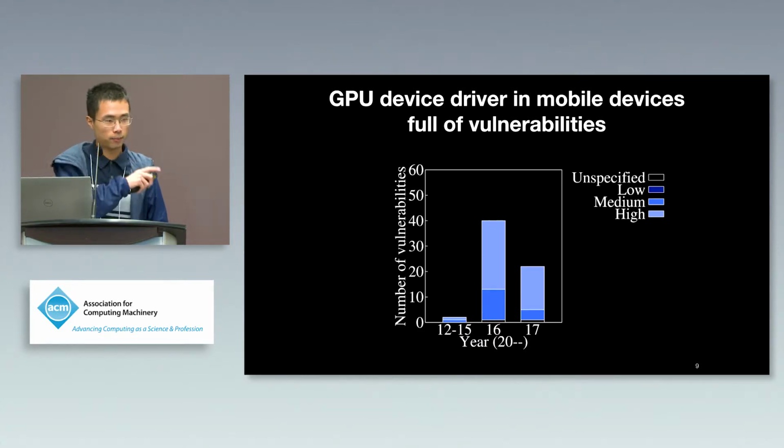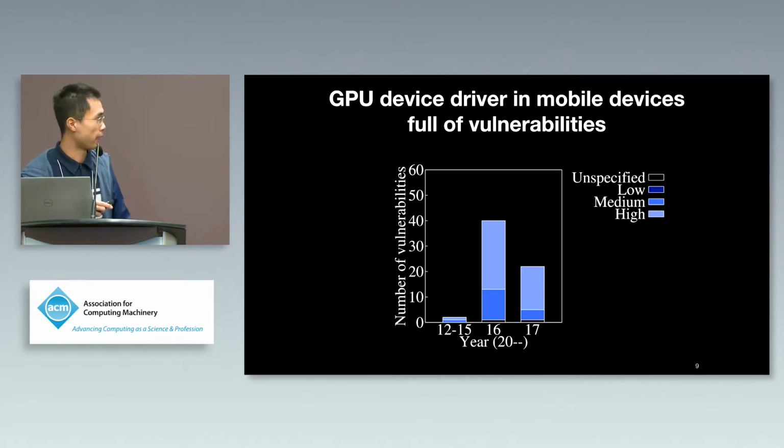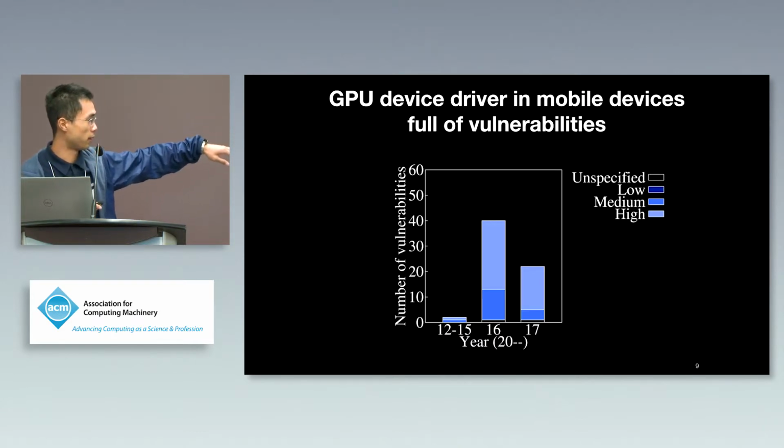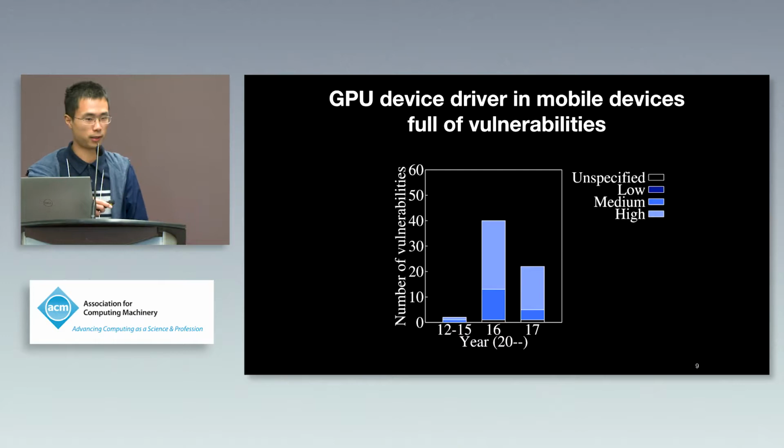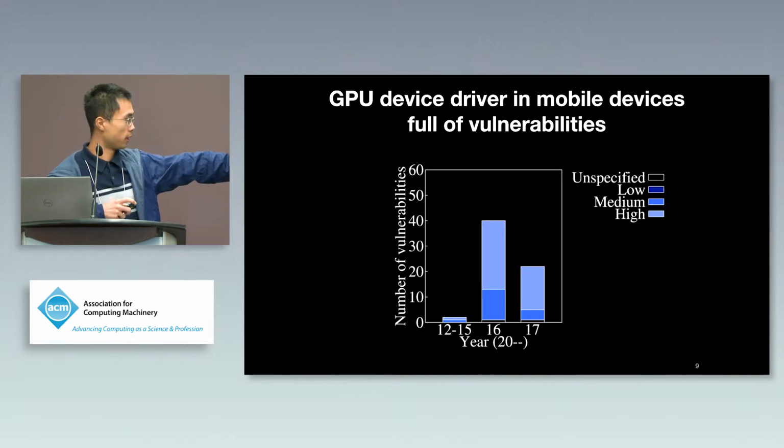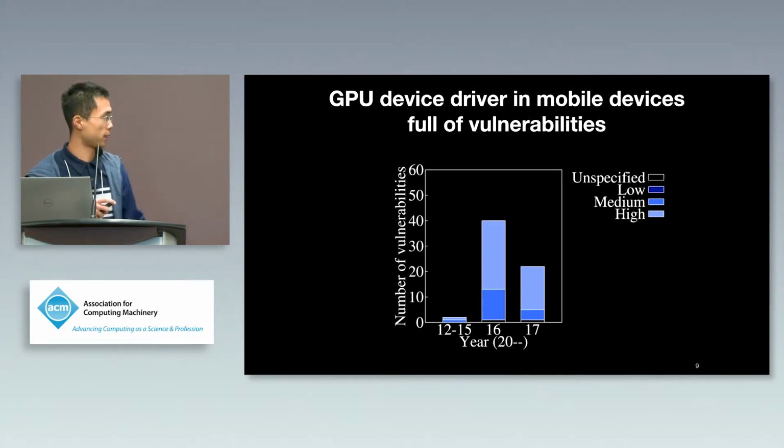We found 64 vulnerabilities in the National Vulnerability Database. On the y-axis you have the number, and the x-axis shows the year. We have two observations. First, these vulnerabilities are very recent, mostly in 2016 and 2017. And second, these vulnerabilities are always high severity.